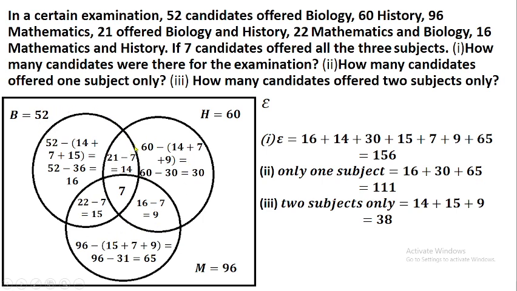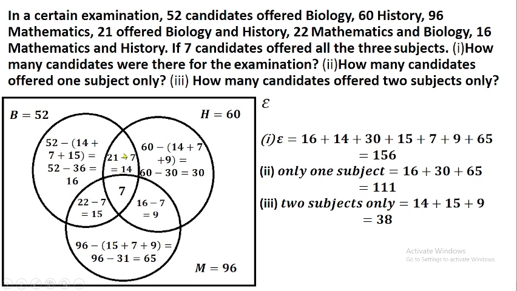Now look at the circle of biology. You have gotten 14, you have gotten 15, you have gotten 7. You are looking for biology only now. How do we get that? So that will be how many people offer biology? 52, minus people that are here, minus people that are here, and people that are here. That will give us people that offer biology only. Do you understand what I've done there? Yes. 52 offer biology. So you have 52 elements in the biology.